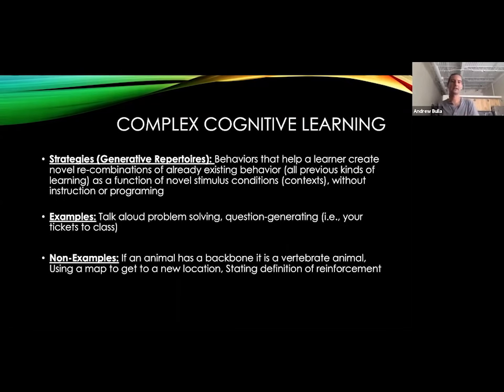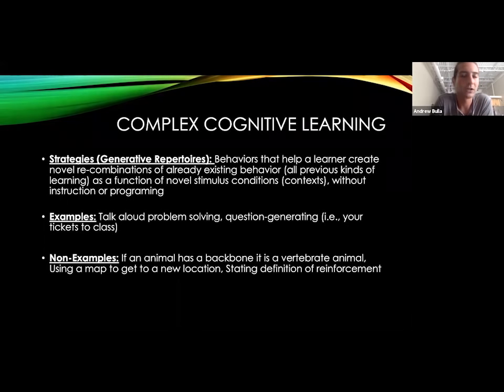So then the most complex kind of learning within column 3 are strategies or generative repertoires. And these are behaviors that help a learner create novel recombinations of already existing behaviors. So they create a novel instance of behavior never before done as a function of novel stimulus conditions without previous instruction or programming. So we arrange repertoires that specifically allow the learner to recombine already existing behaviors because these novel stimulus conditions recruit that repertoire or recruit that response. And we're teaching these repertoires that allows for those recombinations of behavior.